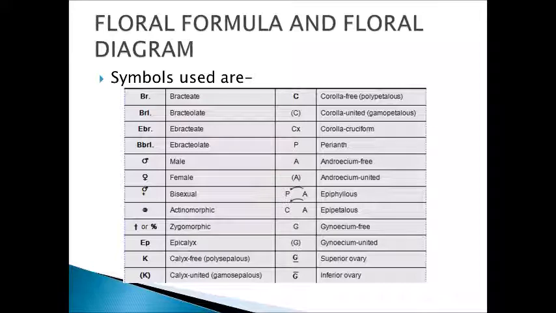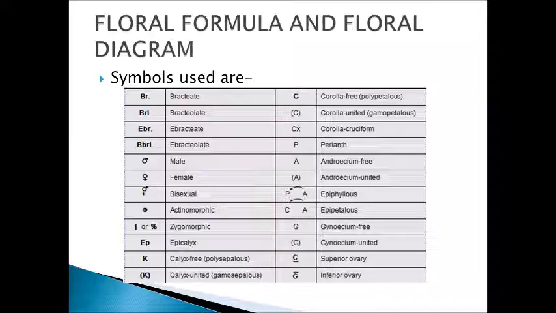Gynoecium, when it is free, is shown by capital G, and when it is united, then that number is shown in brackets. Superior ovary is shown by capital letter G, and below that a dash is shown, so that it shows that the gynoecium or the ovary is superior. And inferior ovary is shown by a dash above the alphabet G.